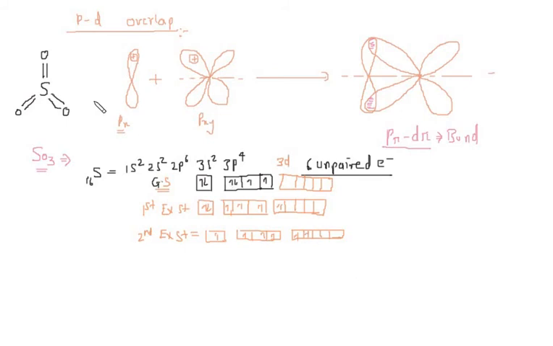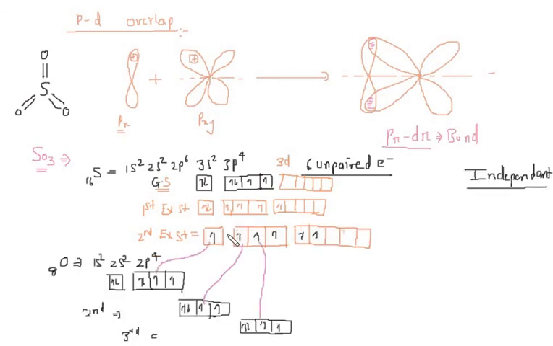Let me draw a bit clearer picture. So now this orbital will form a pi bond with this one, and this one will form with this, and here it will form this. Okay, so these are nothing but the pi bonds. If you see this orbital, this is in 2p, and these two belong to 3d. So now there are 3 sigma bonds, and there are 3 pi bonds.